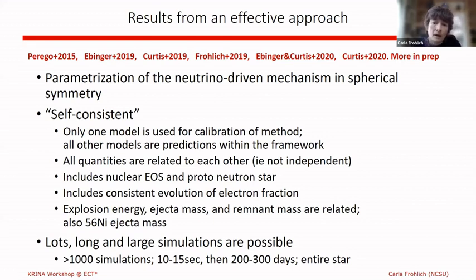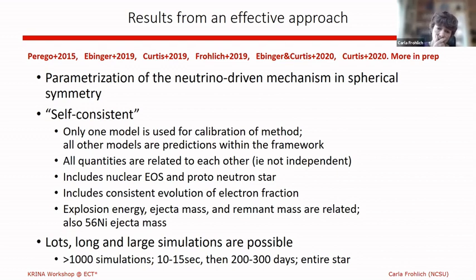So within our framework, all but one model are predictions. Also, I want to stress very much that all the quantities we predict are not independent. So if we predict the nickel 56 yield, we cannot change that independently of the explosion energy or the remnant mass. All the quantities are connected in a self-consistent way within our framework. And for some of the results I present, it's relevant to emphasize that we do not excise the central compact object that's forming, but we're actually following the formation and evolution of that protoneutron star at the core.